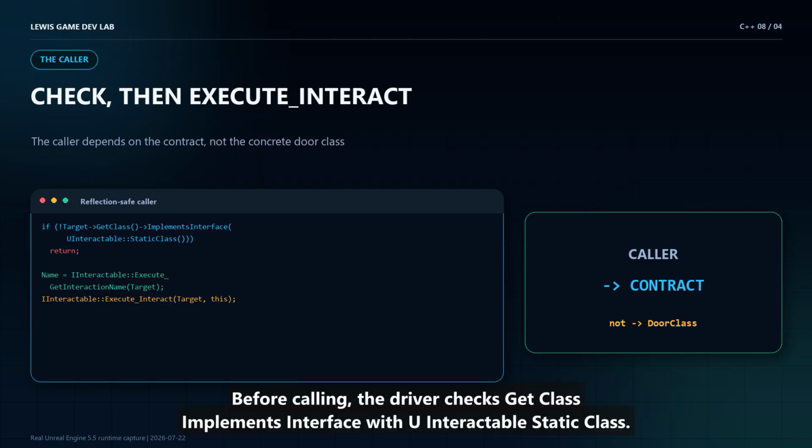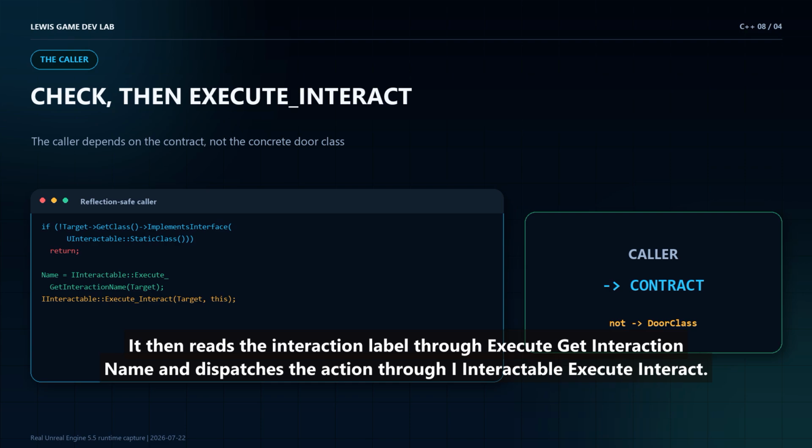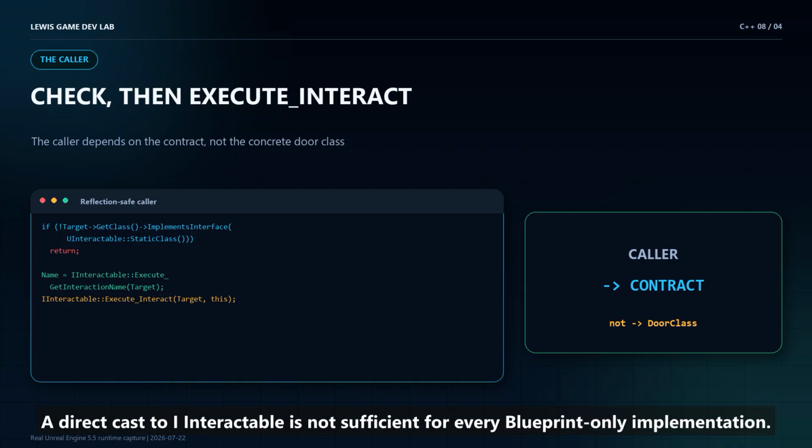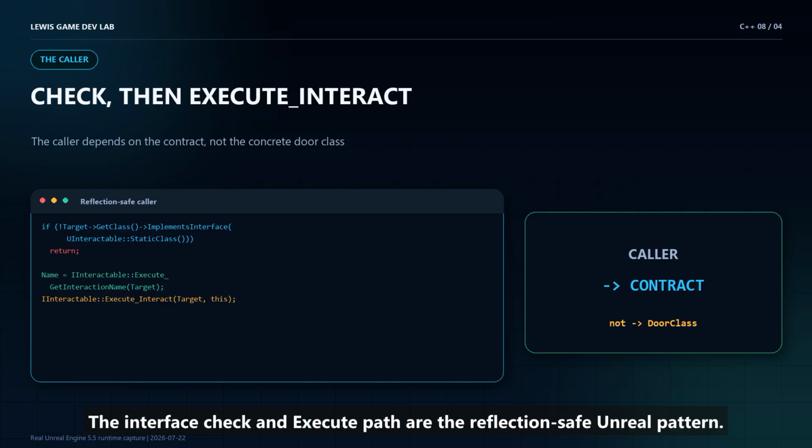Before calling, the driver checks GetClassImplementsInterface with UInteractable static class. It then reads the interaction label through Execute_GetInteractionName and dispatches the action through IInteractable Execute_Interact. Using the generated execute function matters because it correctly routes both native and Blueprint implementations. A direct cast to IInteractable is not sufficient for every Blueprint-only implementation. The interface check and execute path are the reflection-safe Unreal pattern.